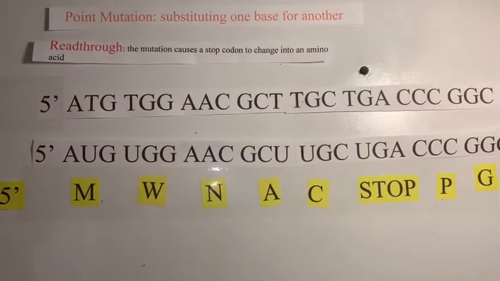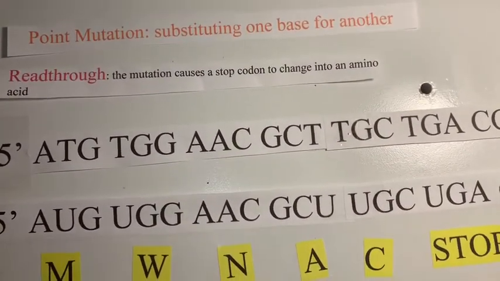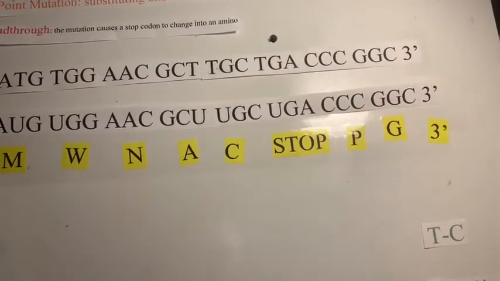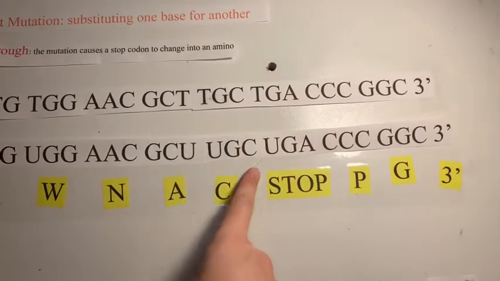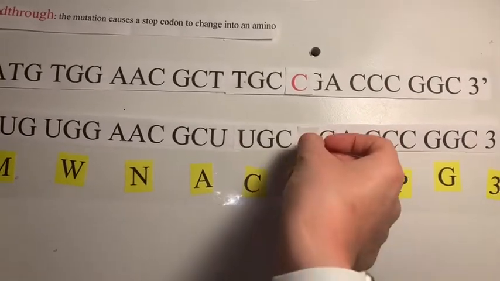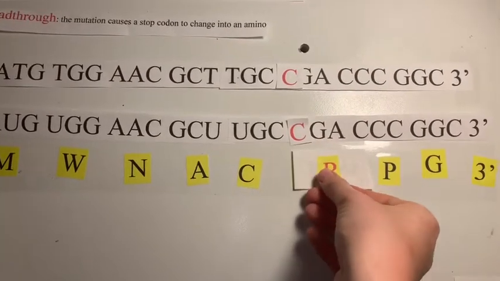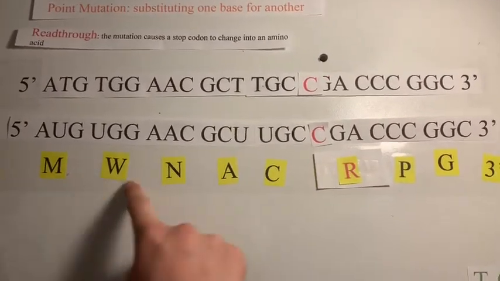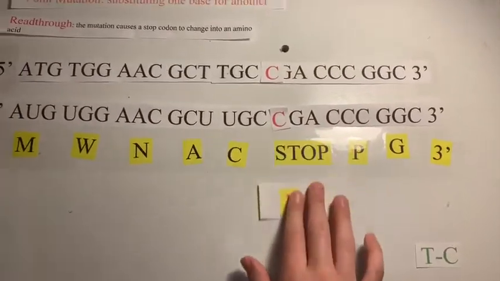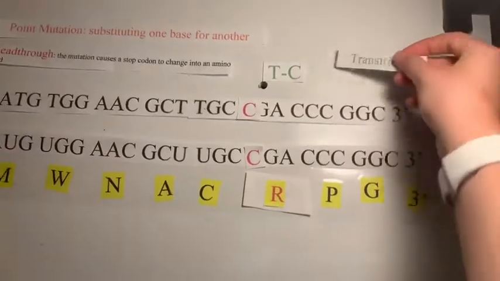The fourth and last point mutation effect that we're going to be talking about today is read-through, and this is when the mutation causes a stop codon to change into an amino acid. So you can see we have the stop codon, and we're going to replace the T right here, which translates into the U, with a C base instead, and that's going to turn that into a C as well, which then codes for the R amino acid. What that causes is it continues to read through, hence the name read-through. So these extra amino acids are going to continue on even after it had previously been stopped. And this is a T to C base substitution, which means it is a transition.